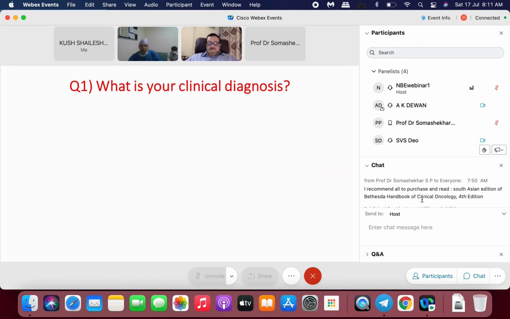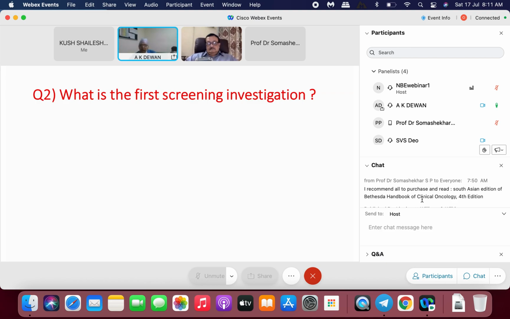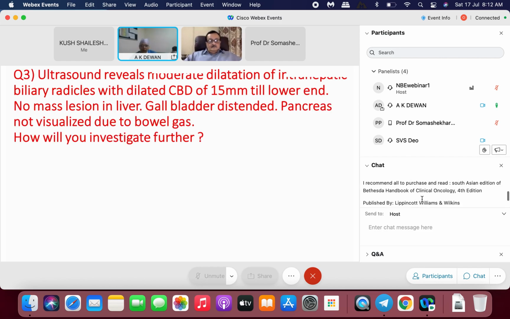What is your clinical diagnosis? The best clinical picture: obstructive jaundice with cholangitis with periampullary carcinoma. I've just put a question mark here. What is the first screening test? If it is OSCE, be very, very precise. Ultrasound abdomen.